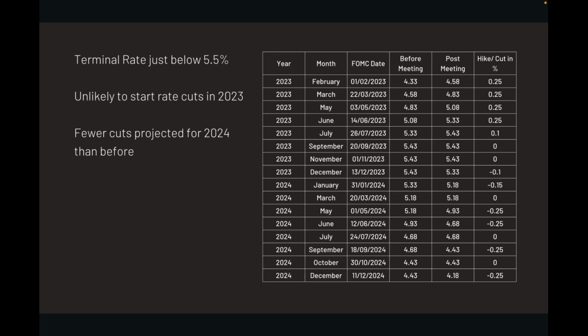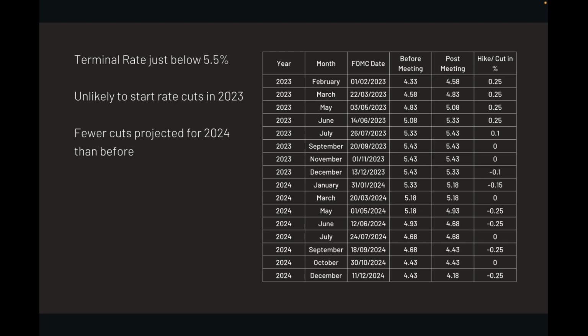It is a majority vote. So if you read the statement, I believe at the end of each FOMC statement, it says what the vote was and whether it's unanimous, etc. I do believe it's a majority vote. But the thing is, the Fed rarely has a hugely diverse opinion between each other.